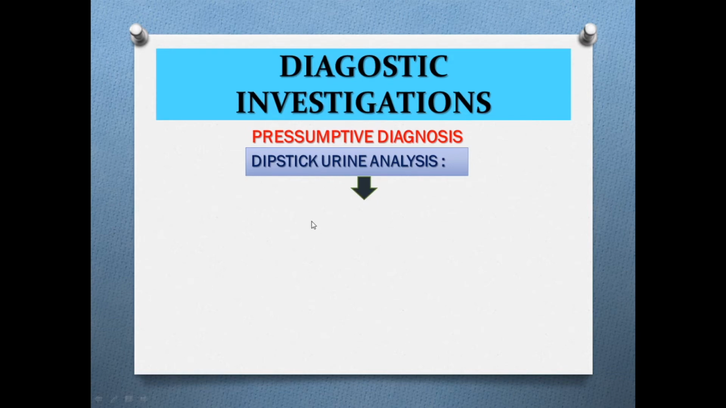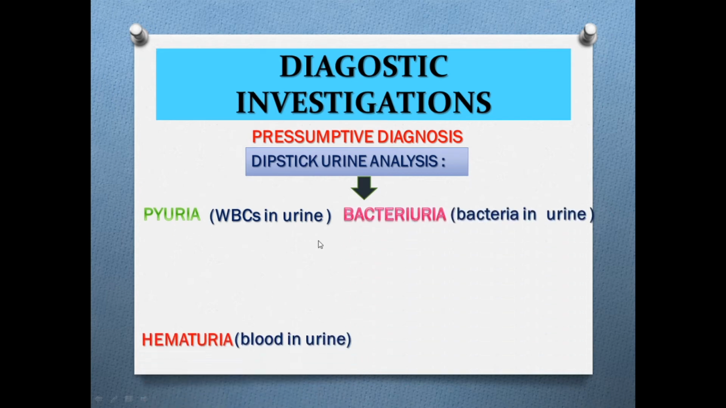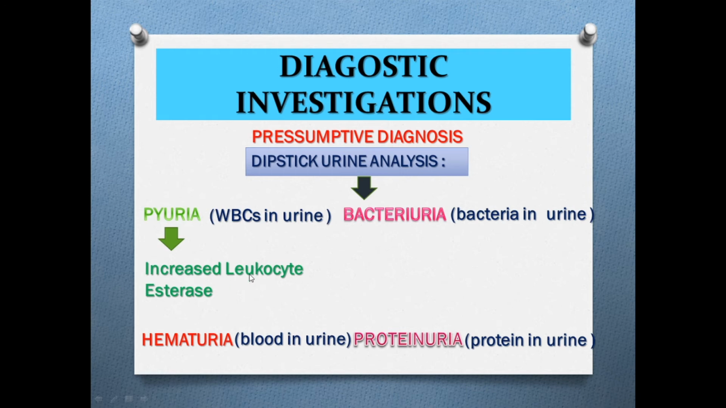Now the dipstick test tells us about four things: pyuria, bacteriuria, hematuria and proteinuria. That is whether WBCs are there, bacteria in the urine, blood in the urine or not, protein in the urine. The marker for pyuria is increased leukocyte esterase, and for bacteriuria the marker is increased nitrites. In normal urine nitrates are present, but if bacteriuria occurs, the bacteria in the urine convert nitrates into nitrites, so we find increased nitrites.